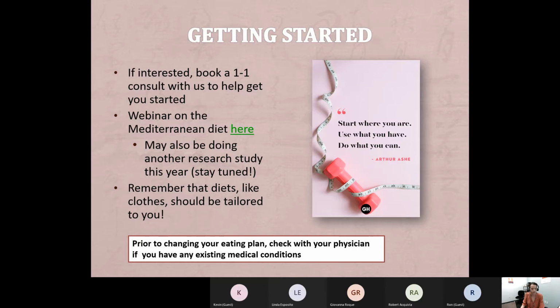And then remember that diets, like clothes, should be tailored to you. This says start where you are, use what you have, do what you can. And remember always, guys, prior to changing your eating plan, just check with your physician if you have any existing medical conditions and if they have any recommendations.